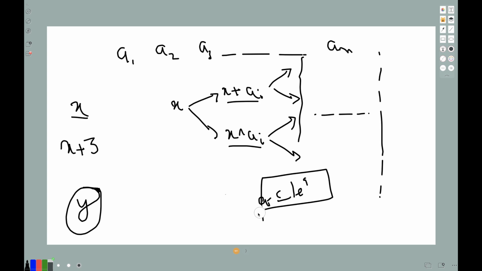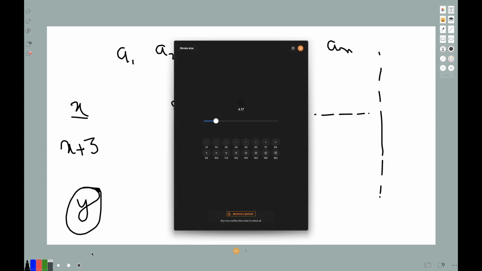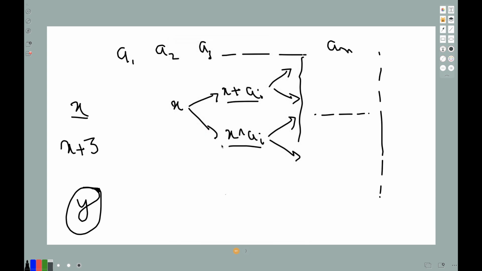Notice that we don't actually have to figure out if one can reach, because this is a relative question. We have to see that if x can reach, then x plus 3 should not be able to reach.